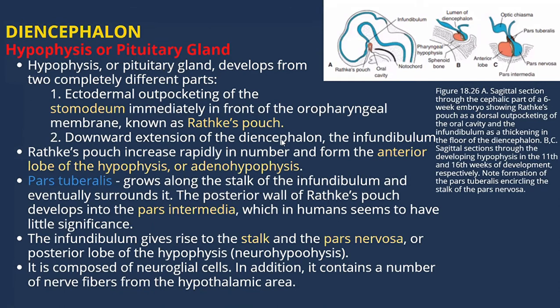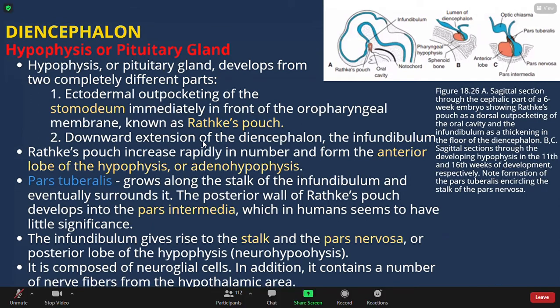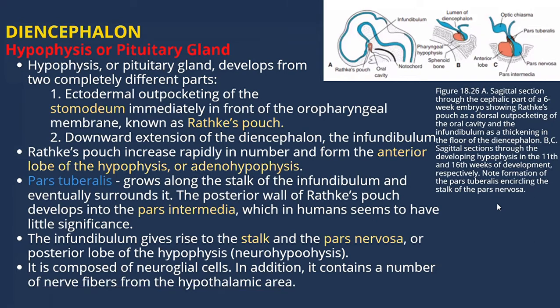And then another part is the pars tuberalis. It is a part of the anterior lobe of the pituitary gland and wraps the pituitary stalk in a highly vascularized sheath. So it goes along the stalk of the infundibulum and eventually surrounds it. The posterior wall of the Rathke pouch develops into the pars intermedia, which in humans seems to have little significance. And then the infundibulum gives rise to the stalk and the pars nervosa, or the posterior lobe of the neurohypophysis. It is composed of neuroglial cells, and in addition it contains a number of nerve fibers from the hypothalamic area. Next slide, please.